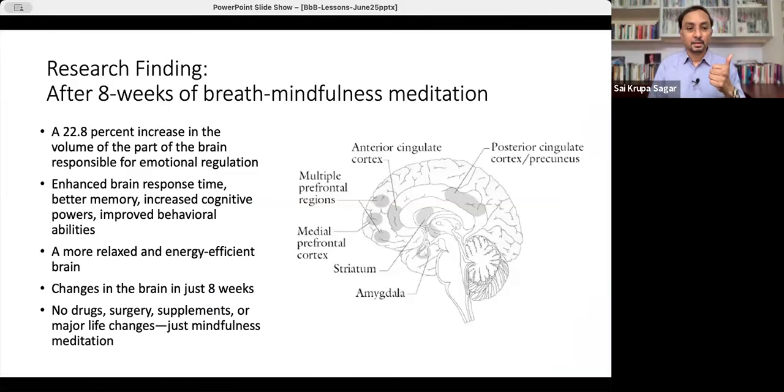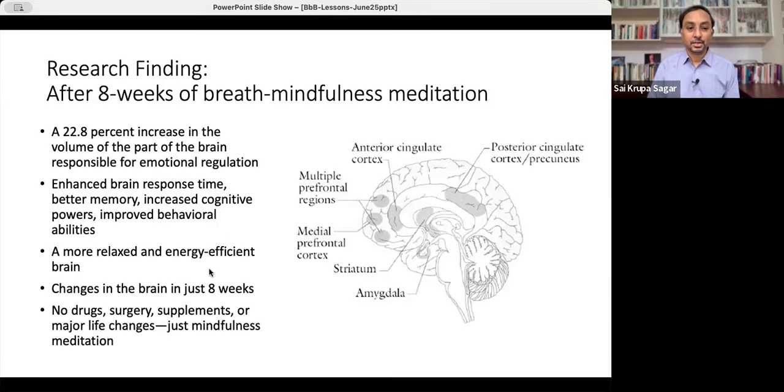So it showed increase in brain response time, better memory, increase in cognitive powers, right? They also looked at EEG and the brain maps. And if you look at it, see, this is what I was mentioning. The higher increase in the part of the brain that's responsible for emotional regulation, decrease in amygdala and the midbrain, right? And then increase in other parts of the brain that allows you to get insight.